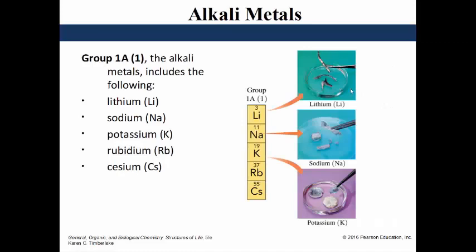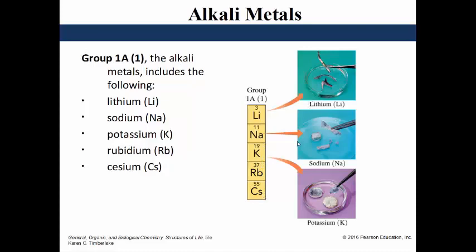All right, the first group we'll talk about is group number 1, or 1A, depending on what system you use. These are called the alkali metals. And these will include lithium, or Li, sodium, Na, not S or So for sodium, but its Latin name is natrium, so that's why the chemical symbol for sodium is Na. Potassium, K, rubidium, Rb, and cesium, Cs.